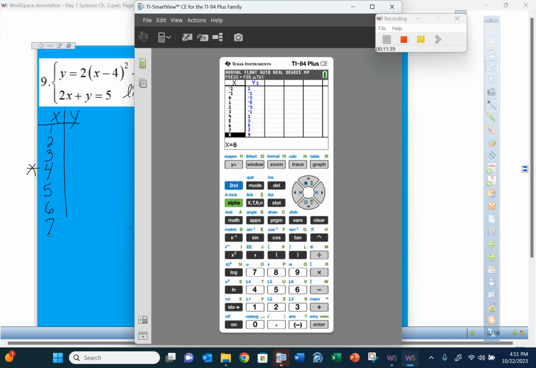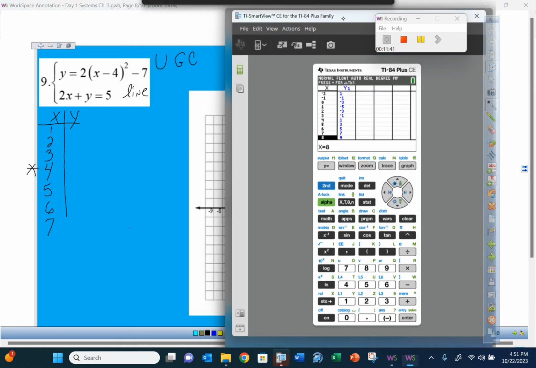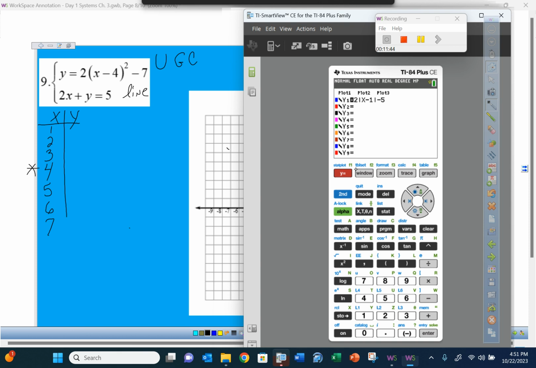And then guys, at this moment, I'm going to let my calculator do the rest. I'm going to hit my y equal. I'm going to clear out anything that's in my way. I'm going to go to parenthesis, x minus 4, close my parentheses squared, minus 7. I'm going to go to my table, and I'm going to put 1 at the top.